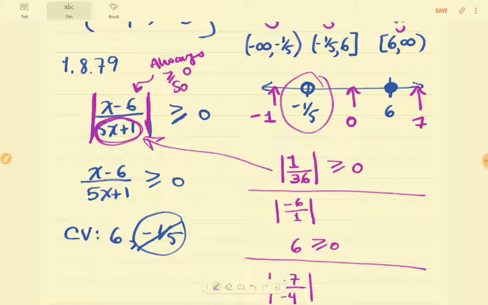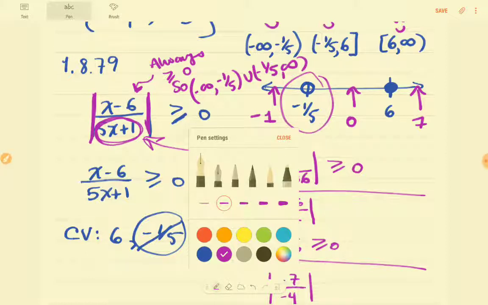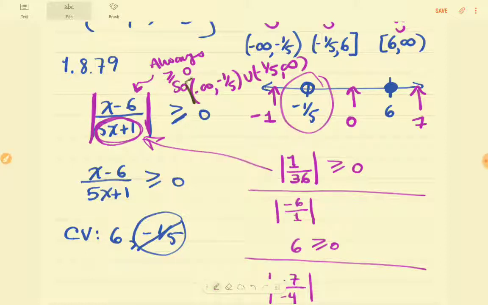So it's going to be from negative infinity to -1/5, jump over that -1/5 and pick up on the other side and go towards positive infinity. So that is the final answer. And like I said, this one could have been answered fairly quickly if we had noticed that, well, clearly it's an absolute value, so by definition it will be greater than or equal to 0 always.